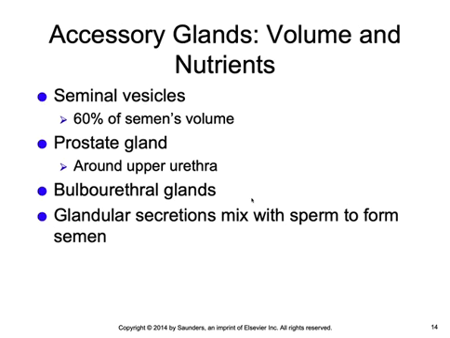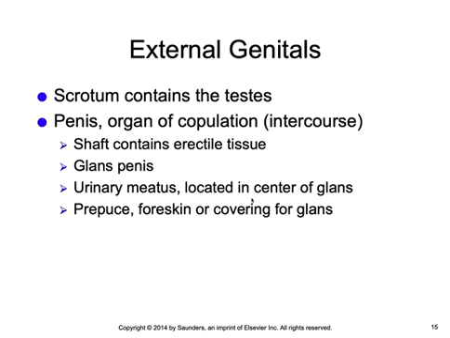The seminal vesicles make up 60% of the semen volume, the prostate gland around the upper urethra another 25% or so, of course the testes providing another 3 to 5%, and the bulbourethral glands the remainder. The secretions mix with sperm, and that forms the semen. The scrotum contains the testes, which are the site of spermatogenesis, and the penis is the organ of intercourse.